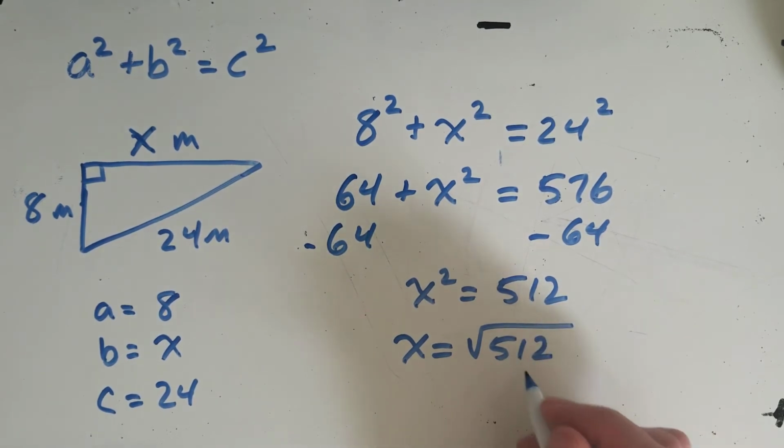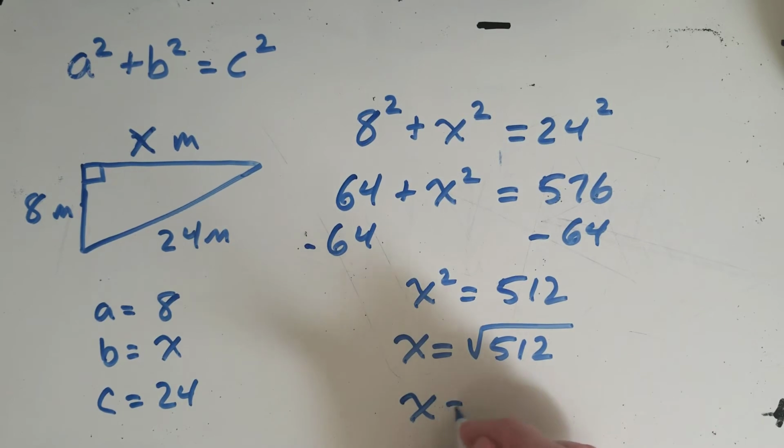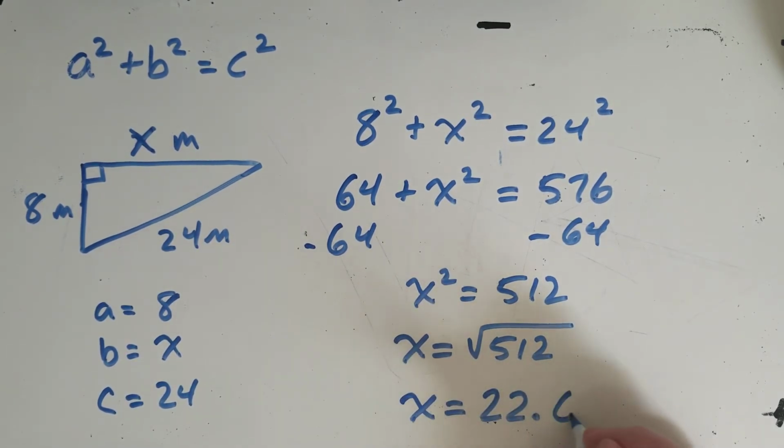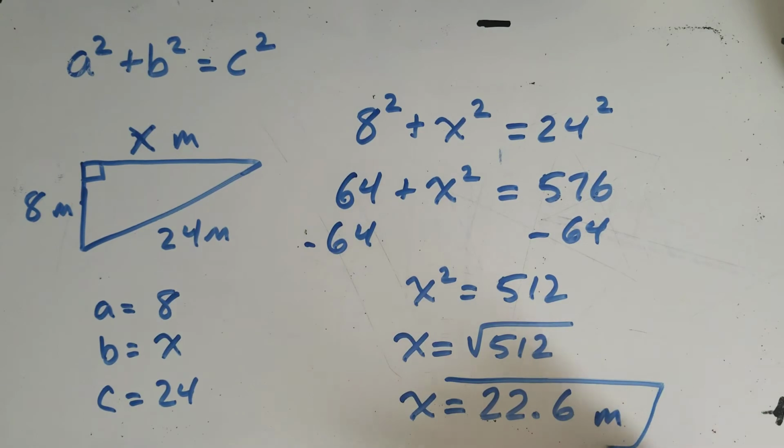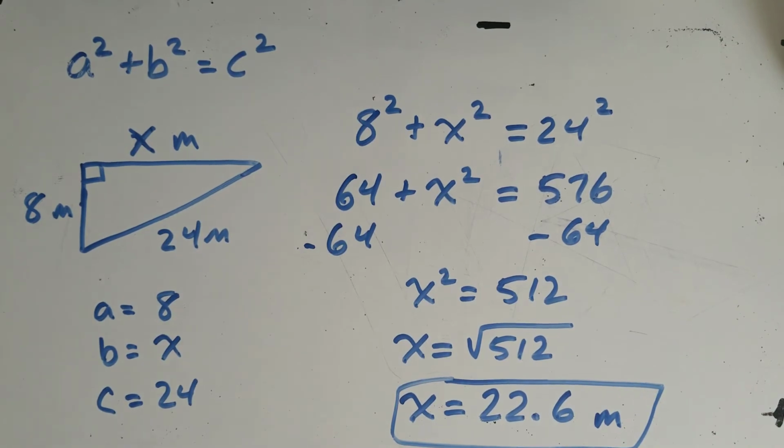And again, we'll round to the nearest tenth. So when you round this, x is going to be equal to 22.627. So it rounds to 22.6. We're in the units of meters. So I'll put in meters there, and we're all done. I will do one more of these together, and then you can try some on your own.